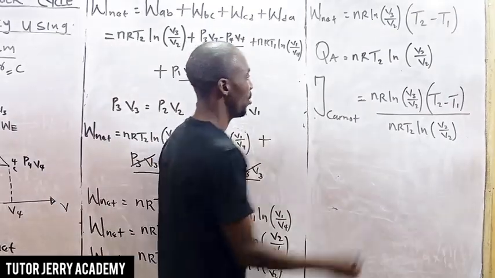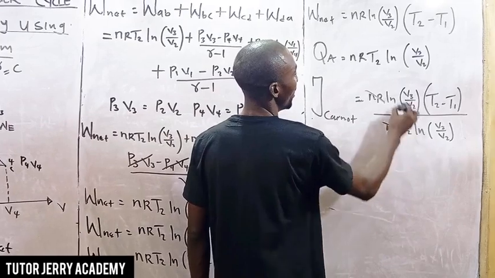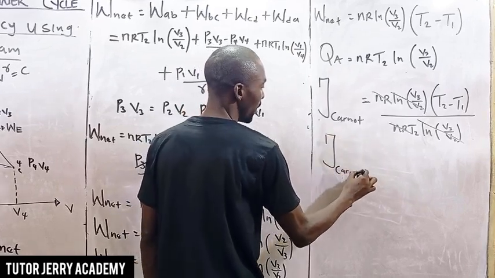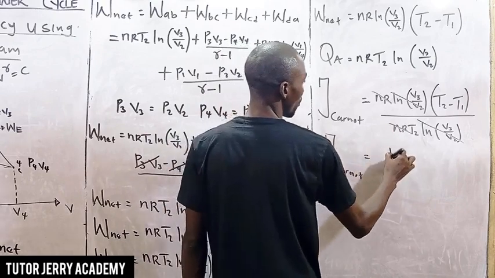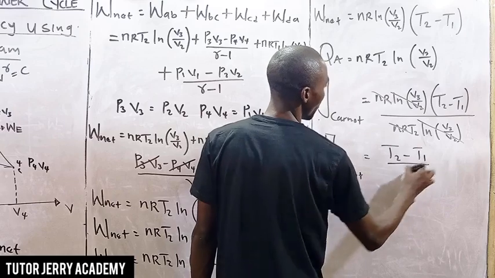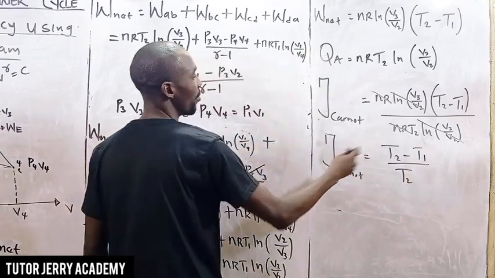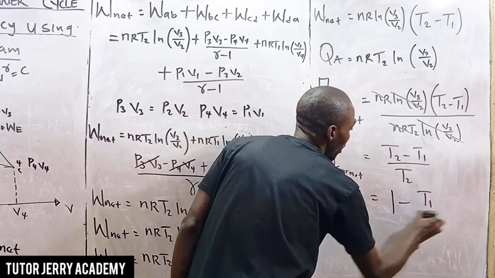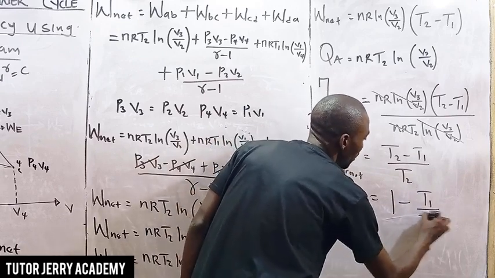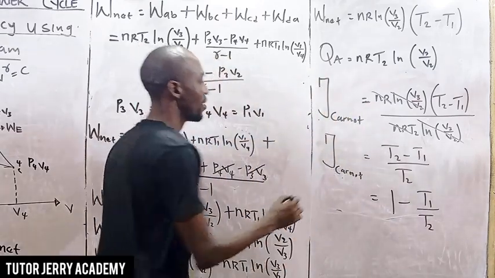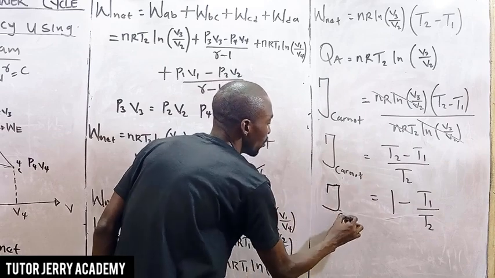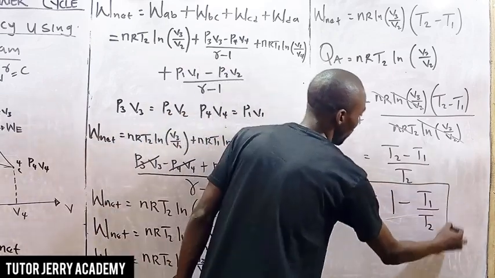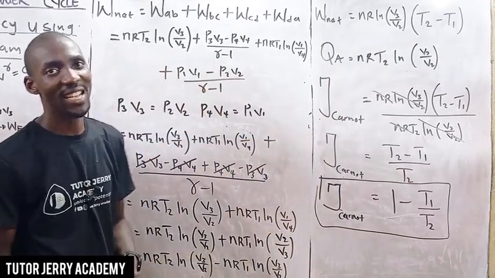Now, what do you observe here? You observe that nR will go with nR, ln of V3 over V2 will go with ln of V3 over V2. Now we are having our Carnot efficiency to be equals to T2 minus T1 all over T2, which we can divide both sides by T2 and have it to be equals to 1 minus T1 over T2. All right. And you can see that this is the same thing as what we have in our TS diagram.